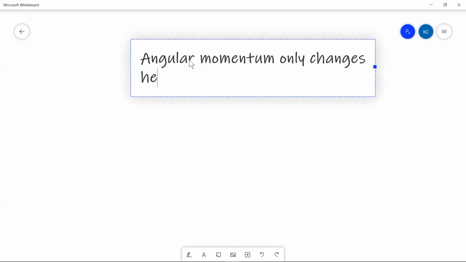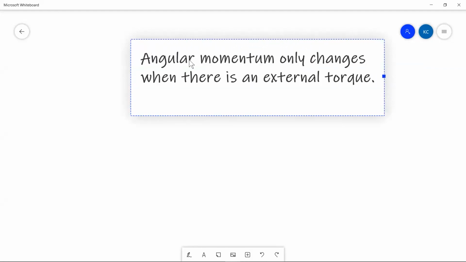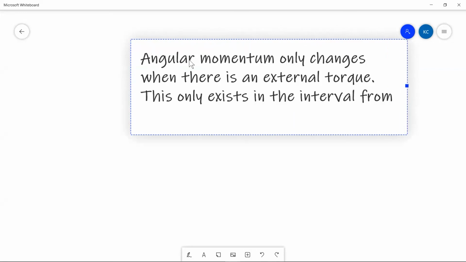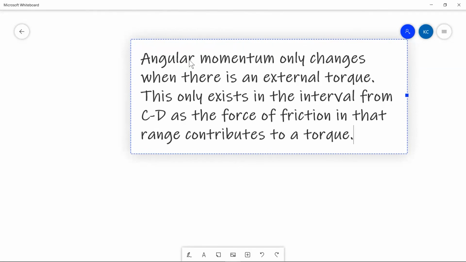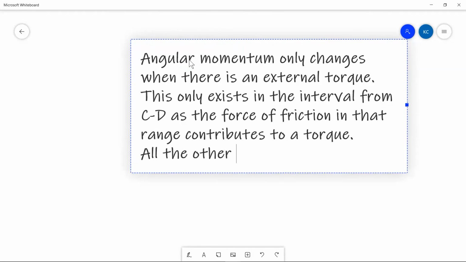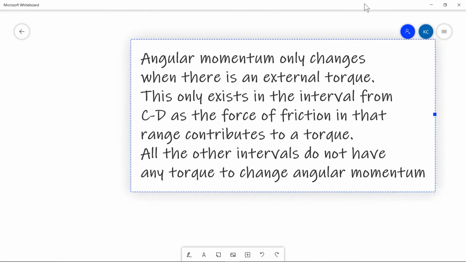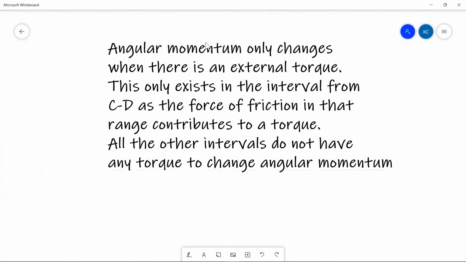So we take all this information and write it into a paragraph. So angular momentum only changes when there's an external torque. This only exists in the interval from C to D as the force of friction, and that range contributes to a torque. All the other intervals do not have any torque to change angular momentum.